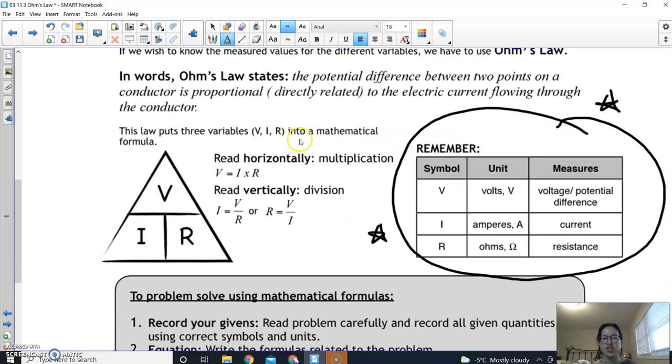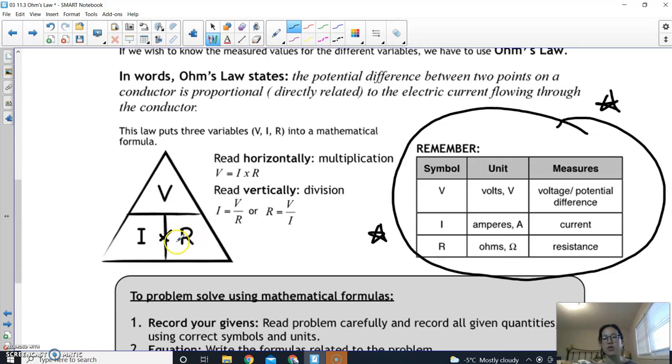Just remember, when we have a formula using these three variables, we can once again, just like our density magic triangle, do something very similar since V is equal to I times R. If we don't know what the voltage is, we cover up the voltage, and then we just read the magic triangle. They are side by side. When they're read horizontally, it means there's multiplication between these two. So it's I times R.